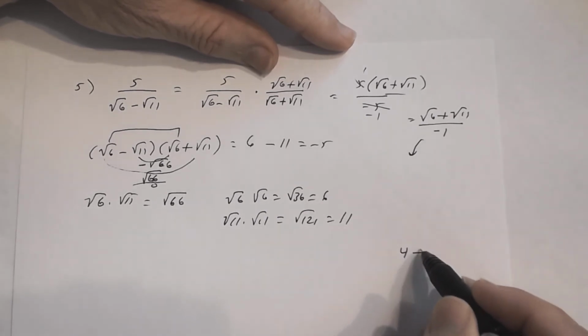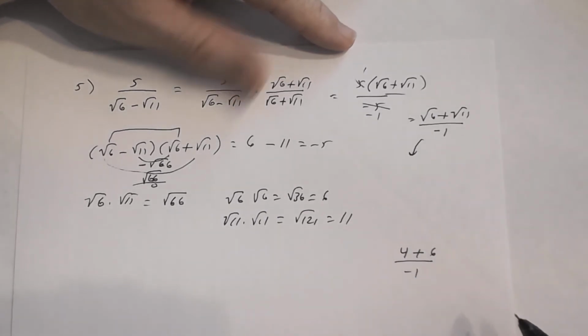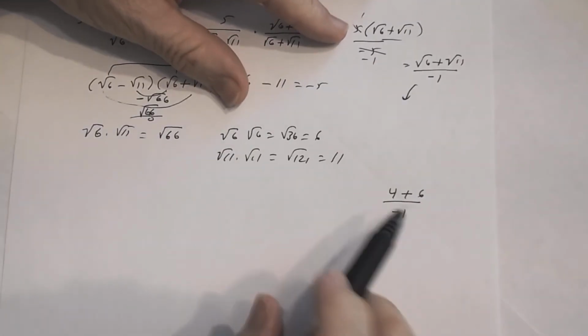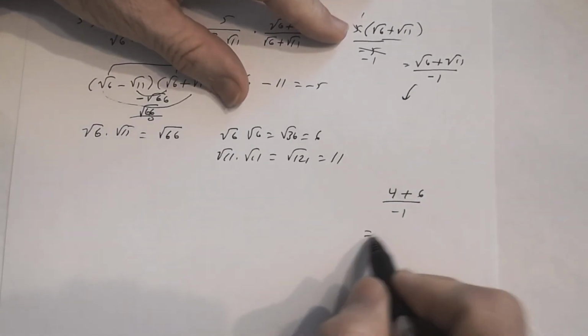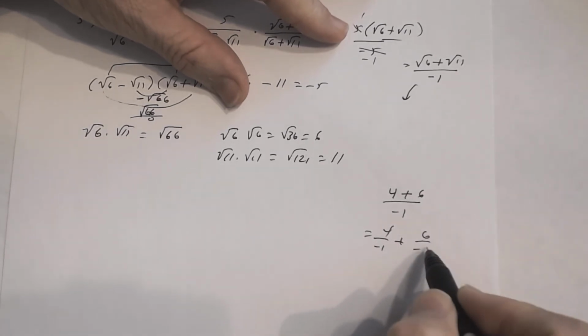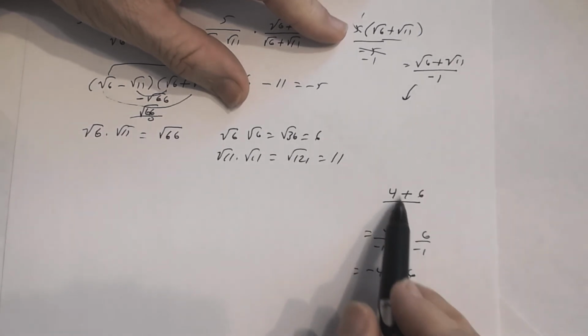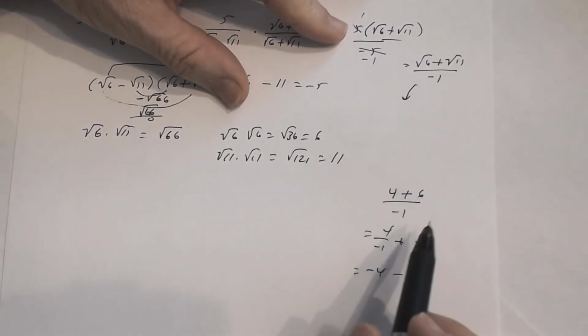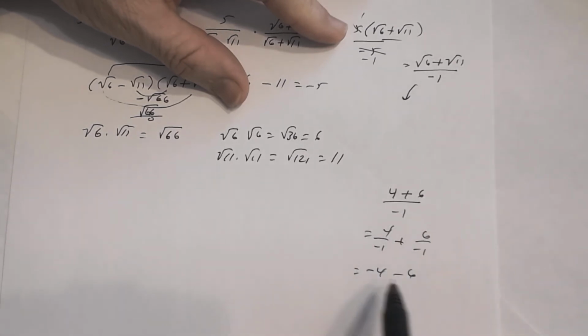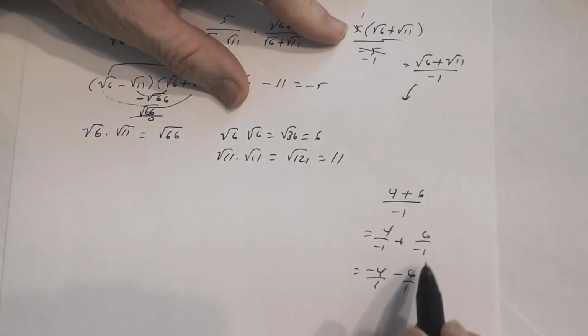Remember, it's kind of like if you had something like 4 plus 6 divided by negative 1. Do y'all agree that 4 plus 6 divided by negative 1 means 4 divided by negative 1 plus 6 divided by negative 1? Okay? And then 4 divided by negative 1 is a negative 4, and then 6 divided by negative 1 is a negative 6. So basically notice what happened. When you divide by negative 1, all the signs in the numerator change, if you rewrite it to where you just have 1 in the denominator. See, 4 divided by negative 1 means the same thing as negative 4 divided by 1, right? 6 divided by negative 1 means the same thing as negative 6 divided by 1.